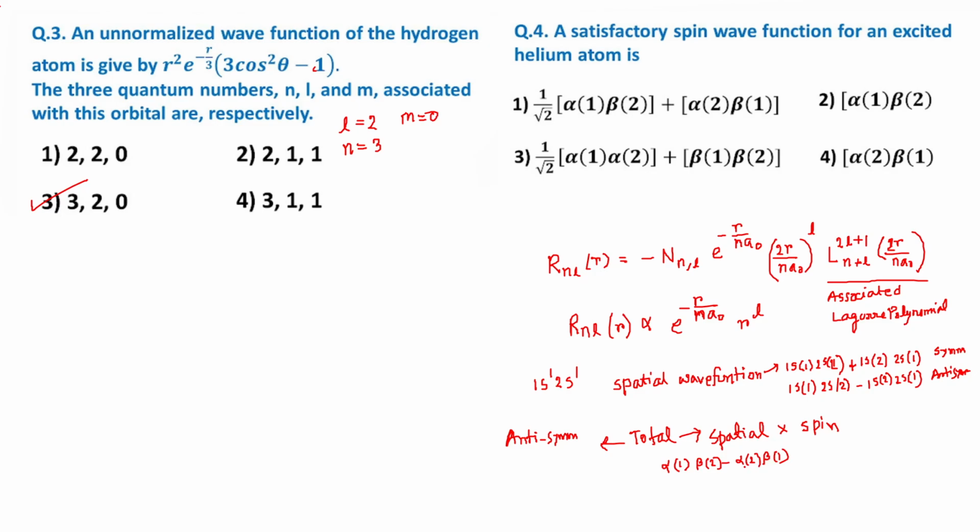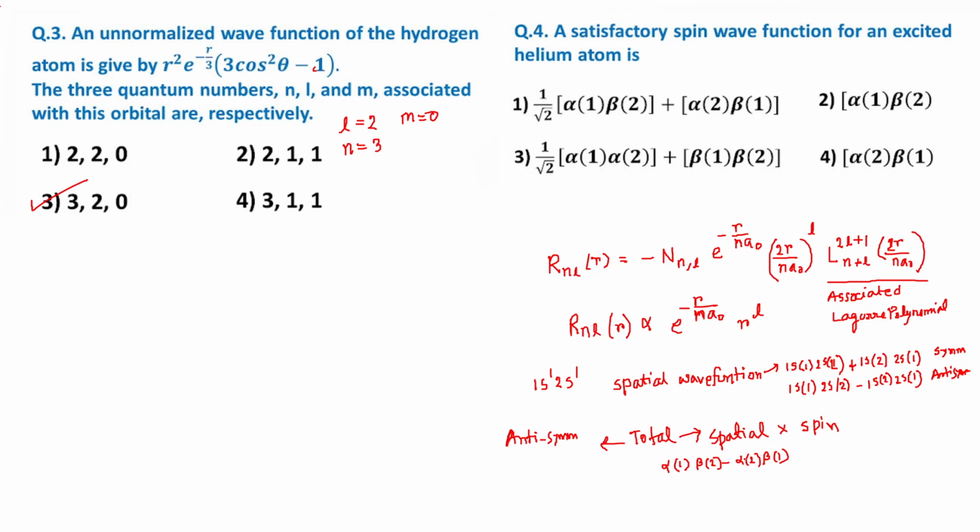Why are we writing a linear combination in both the spatial part and the spin part? Because electrons are indistinguishable. We cannot differentiate which electron is which, right? That is why we are writing it like that. The negative combination leads to an antisymmetric function, and we pair the symmetric spatial part with this antisymmetric spin part.